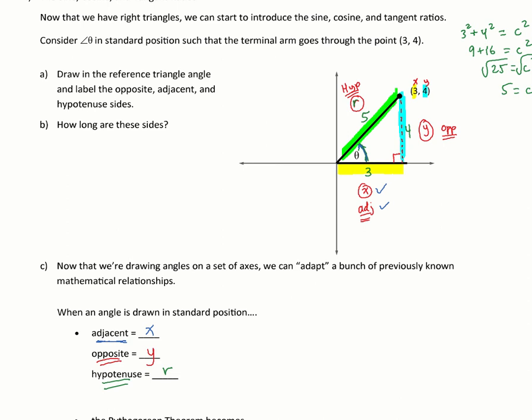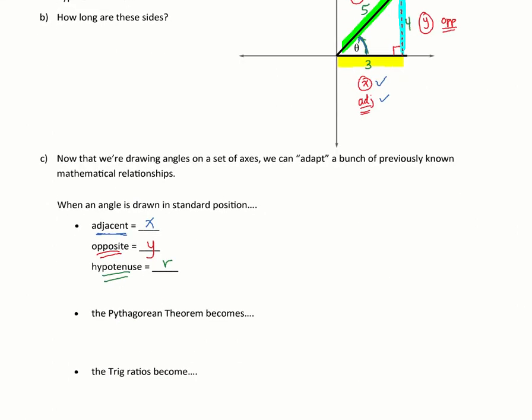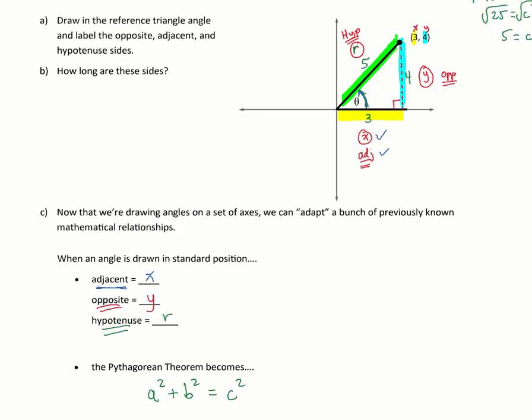So how does that change things? It's not absolutely essential that we change things like the Pythagorean theorem, but if we wanted to, we can say from now on, in this grid situation with our triangles and angles in standard position, a squared plus b squared equals c squared would become x squared plus y squared equals r squared.